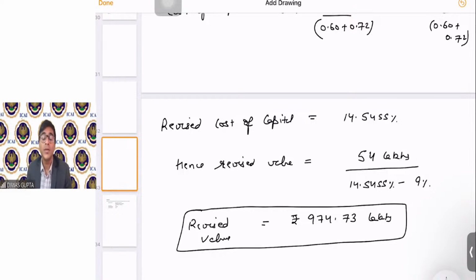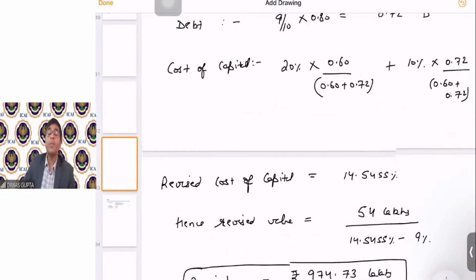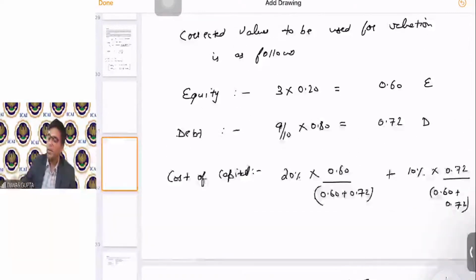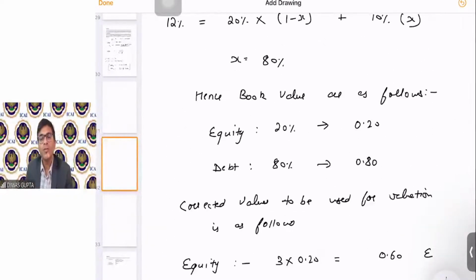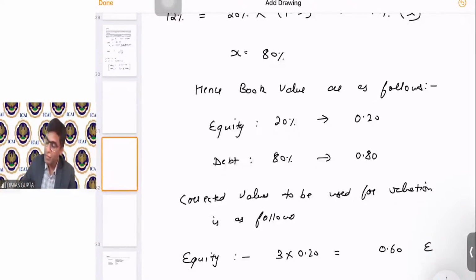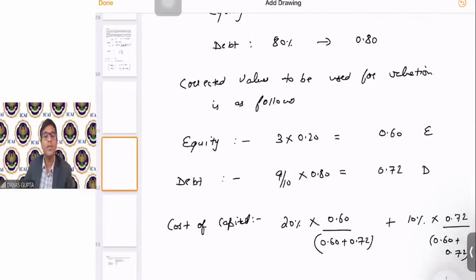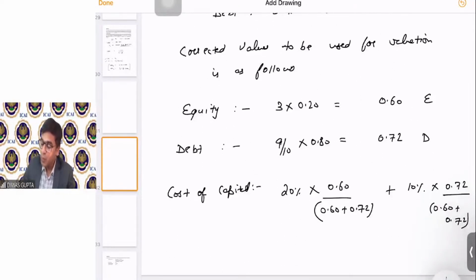Shruti is asking, but sir, you told that debt and equity is one. Yes, I told you that because we are talking here about proportions, Shruti. We started with 0.20 and 0.80 as one, which we assumed the person who calculated the workings would have also assumed. However, these were not the right values. The right values are 3 times this and 9/10th times this. Now, the moment you do 0.60 plus 0.72, the total is coming out to be 1.32.